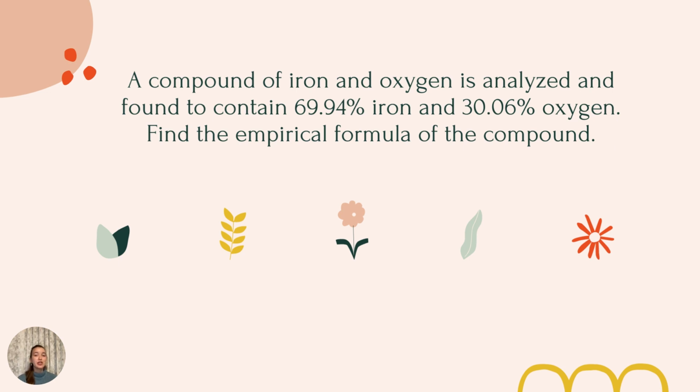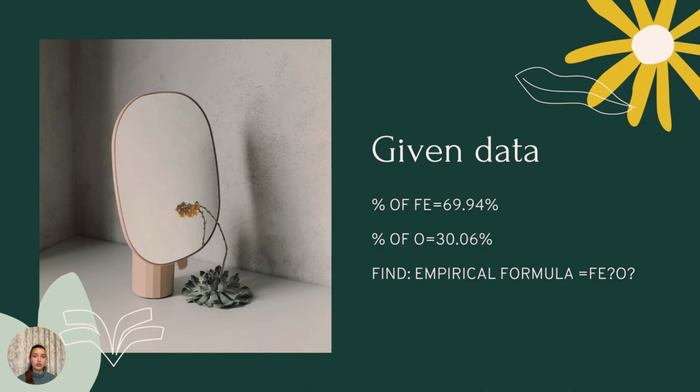Hello everyone. So in the previous video we talked about how to follow different steps to determine the empirical formula. Here we're going to cover a practice question. A compound of iron and oxygen is analyzed and it is found to have 69.94% iron and 30.06% oxygen. Now how do we determine the empirical formula of this compound?